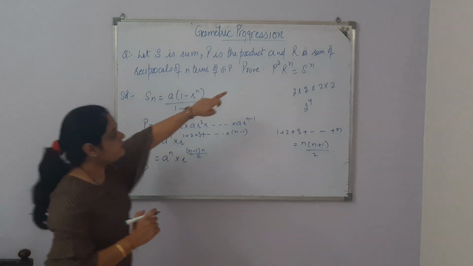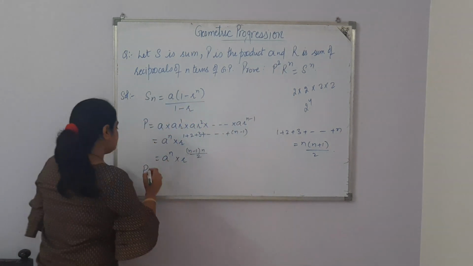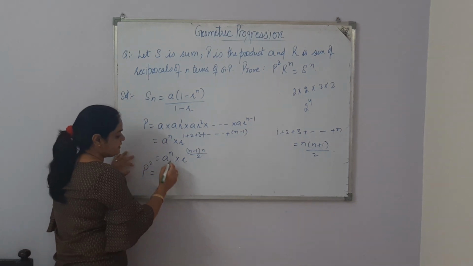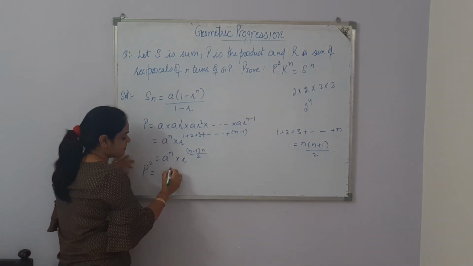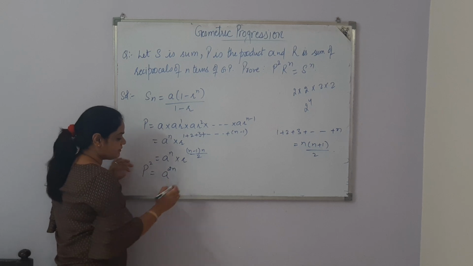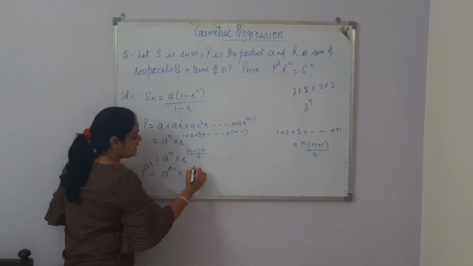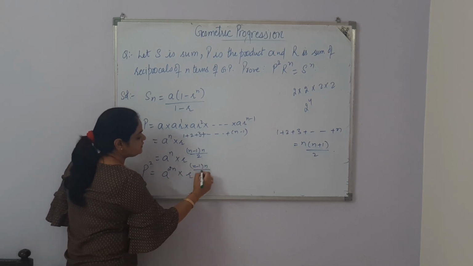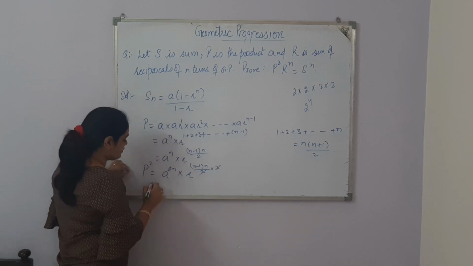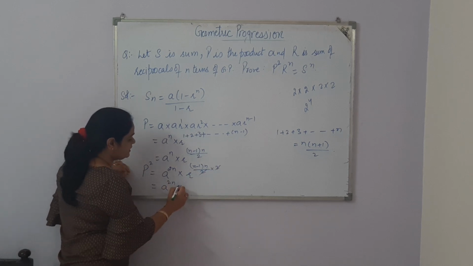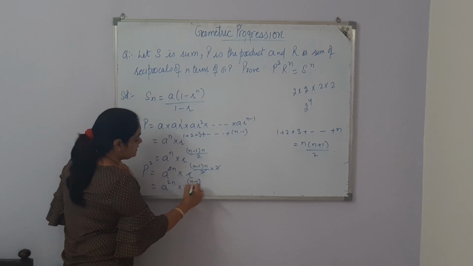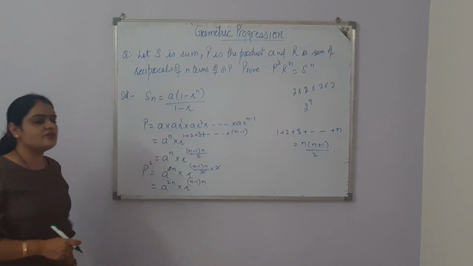We need to find P square. So squaring both sides, the power n is there, so 2 will multiply with n and it becomes 2n, and for r, n minus 1 into n by 2 into 2. So 2 will cancel with 2, and it becomes a raised to the power 2n into r raised to the power n minus 1 into n. This is the value of P square.